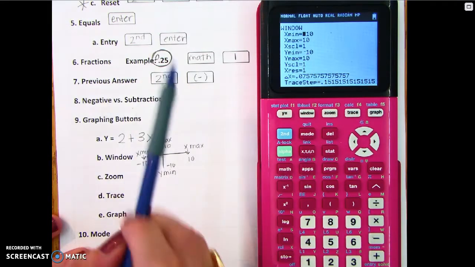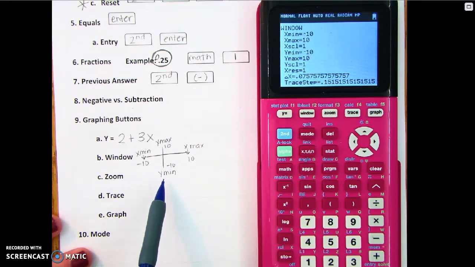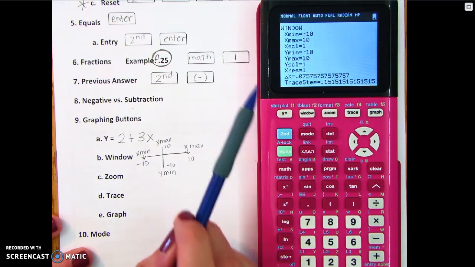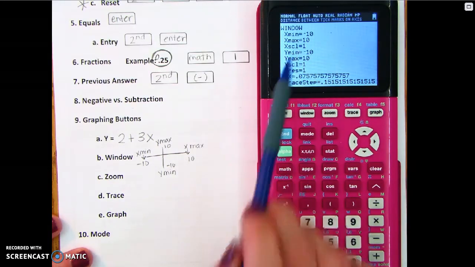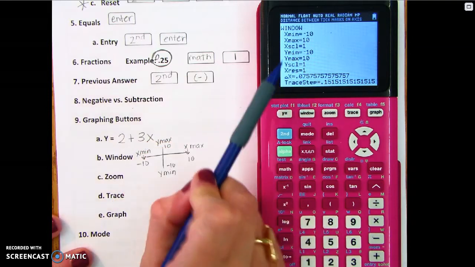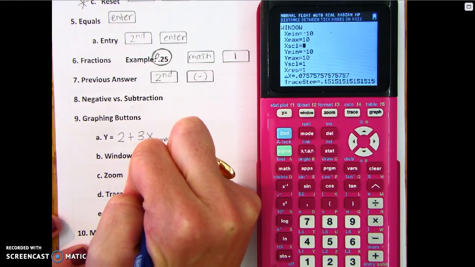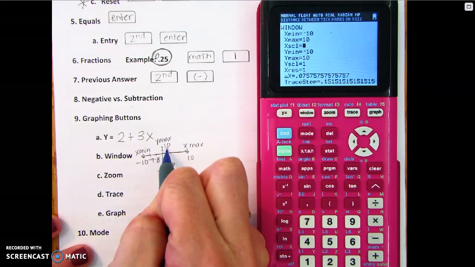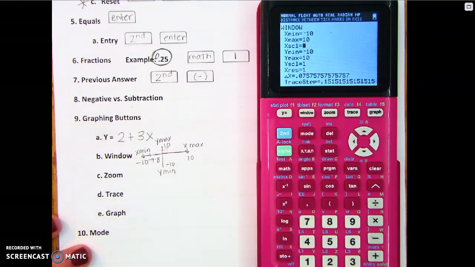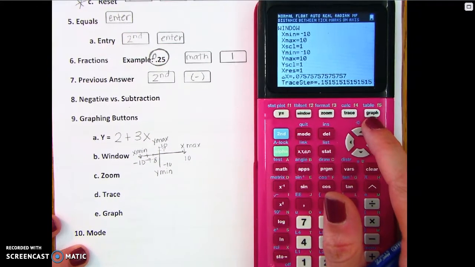Standard window is -10 to +10 on the x-axis, -10 to +10 on the y-axis. And then you can adjust that however you want. This X scale here is saying this is what we're counting by on the x-axis. So it's at 1s now, which means that each line is 1. Y scale, each line is 1 as well. So you can adjust that, 5, 10, 20, whatever. Let's go ahead and hit graph for now so I can show you zoom next.